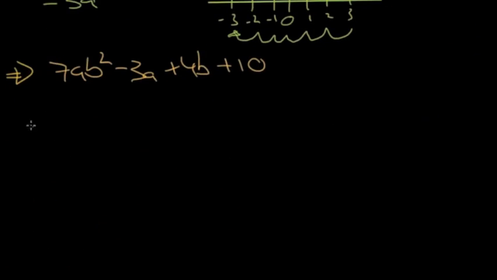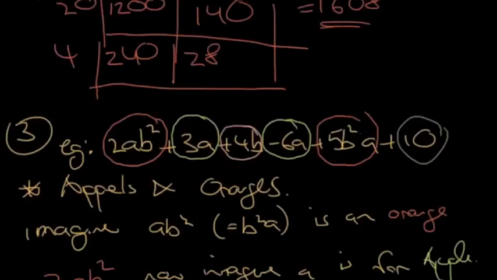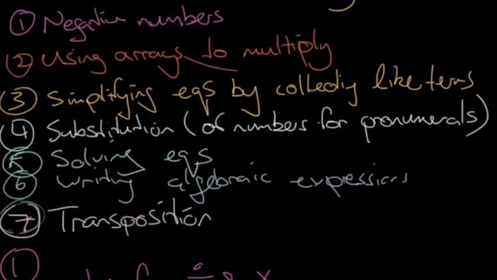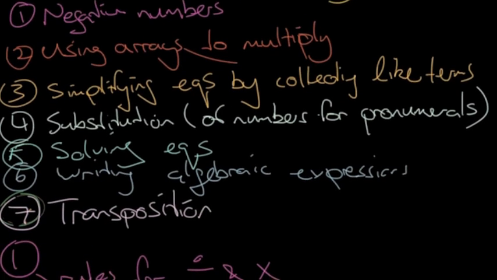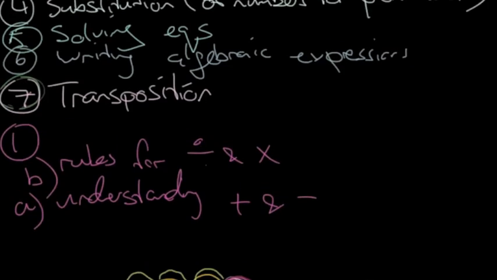And so what we did was simplify from 6 terms to 4 terms, which is really great. Okay, what was next? So we've looked at our negative numbers, we've looked at using arrays to multiply, we looked at simplifying equations by collecting like terms, and now substitution of numbers for pronumerals.